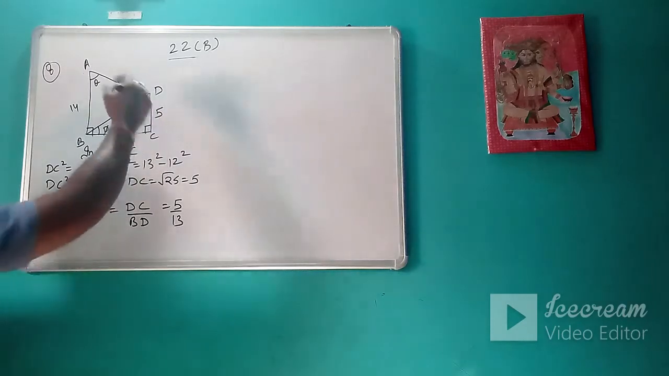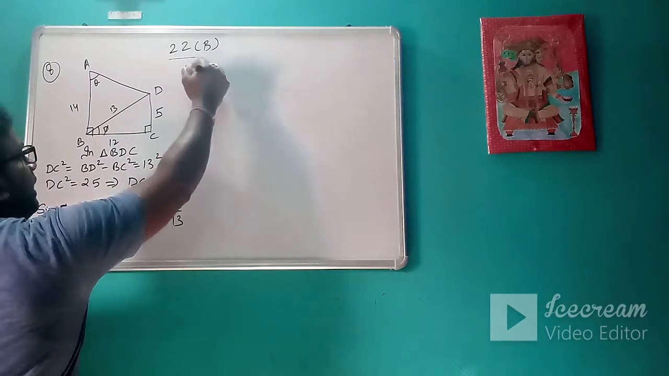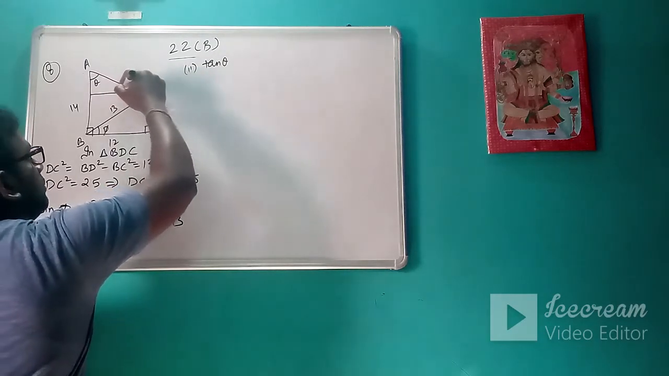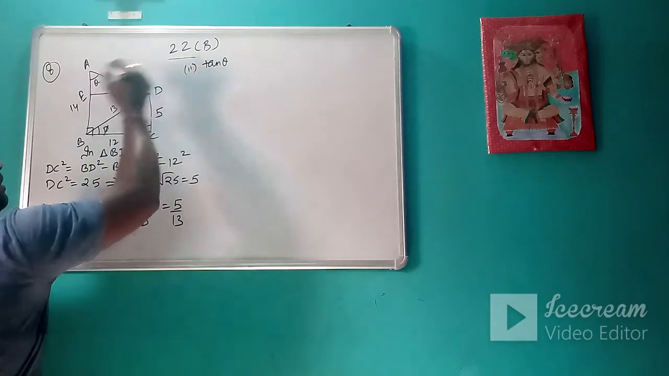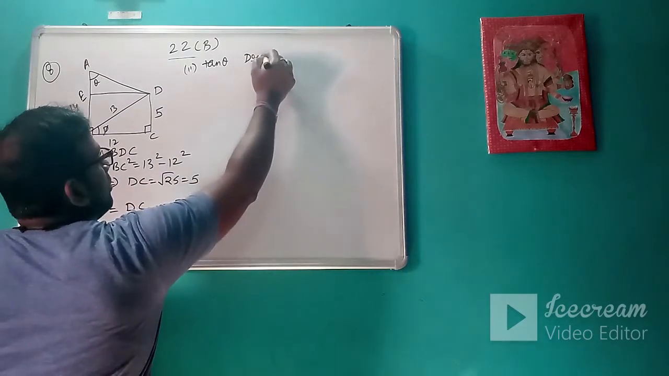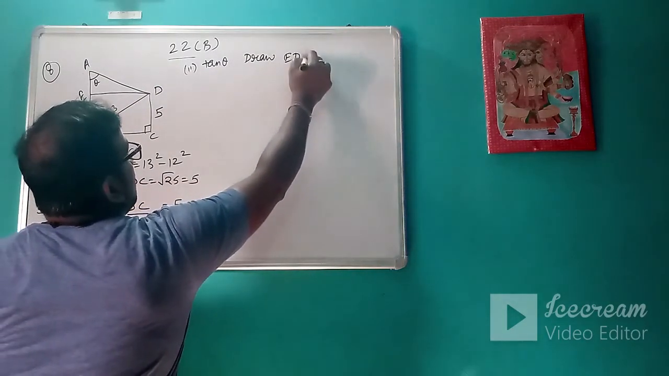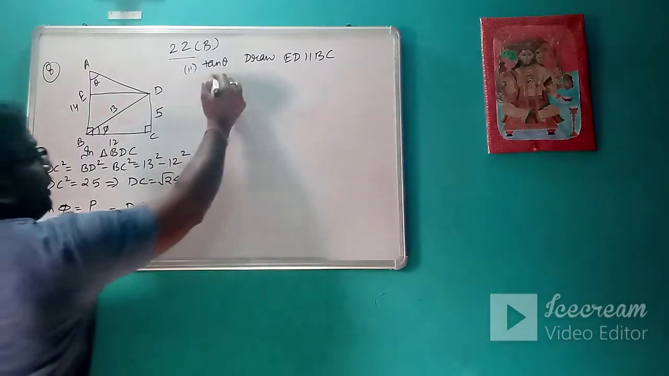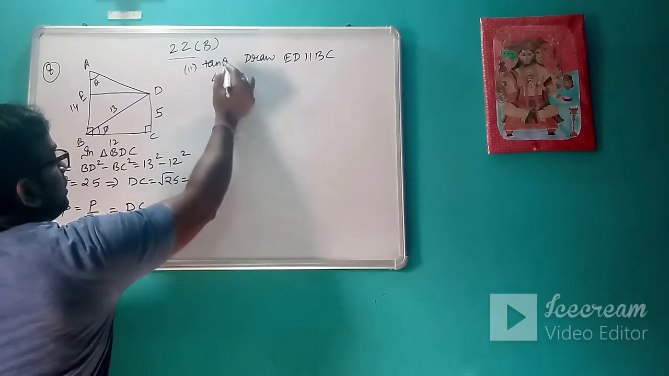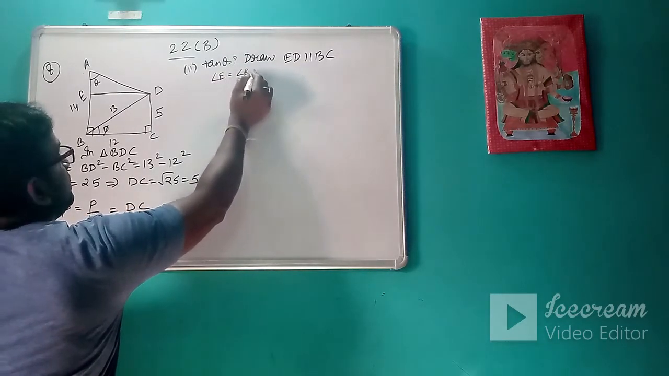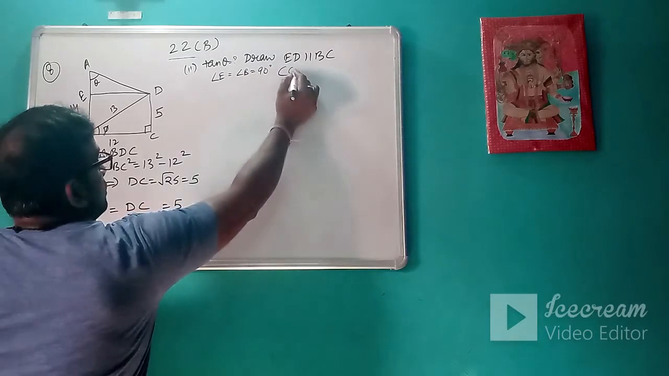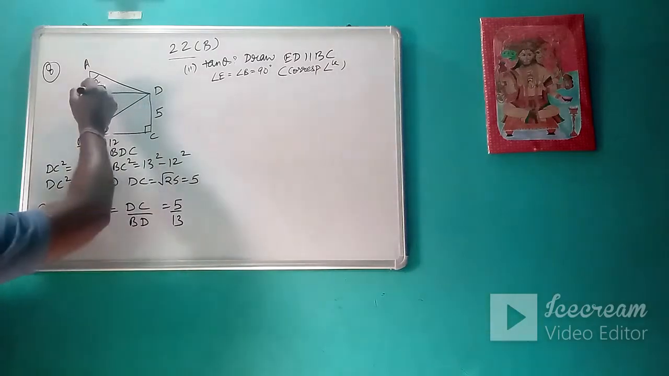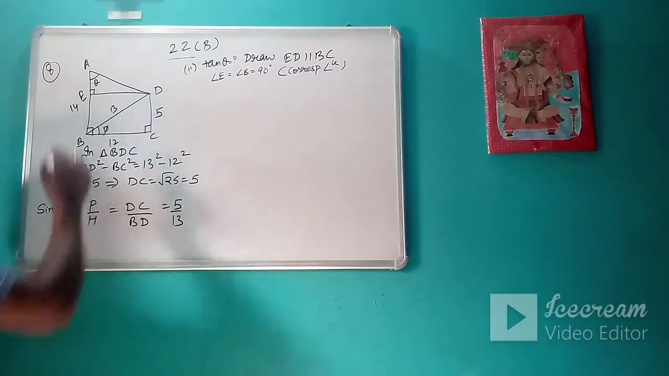Now for finding the value of theta, what we will do? We will draw a line parallel to BC like this. So we will draw ED parallel to BC. After drawing this ED parallel to BC, what we came to know? That angle E is equal to angle B is equal to 90 degrees, because they are a corresponding angle pair. They are forming a corresponding angle pair, this and this.